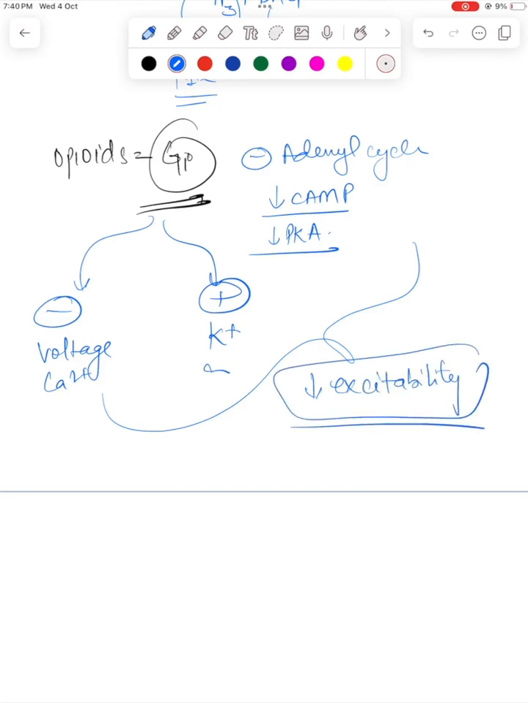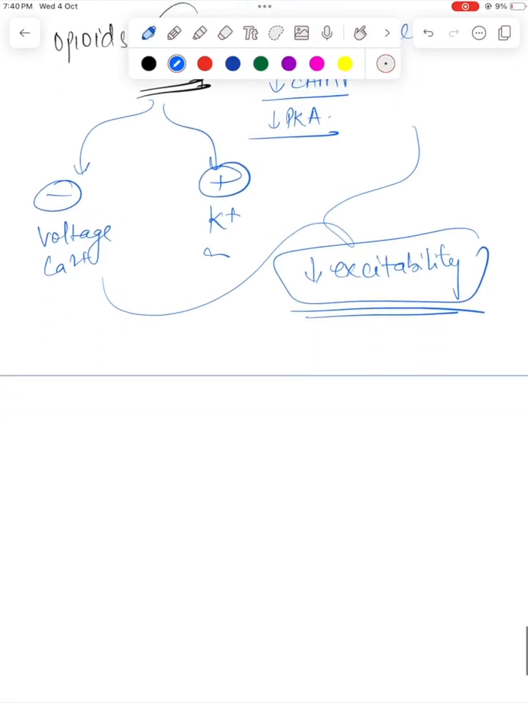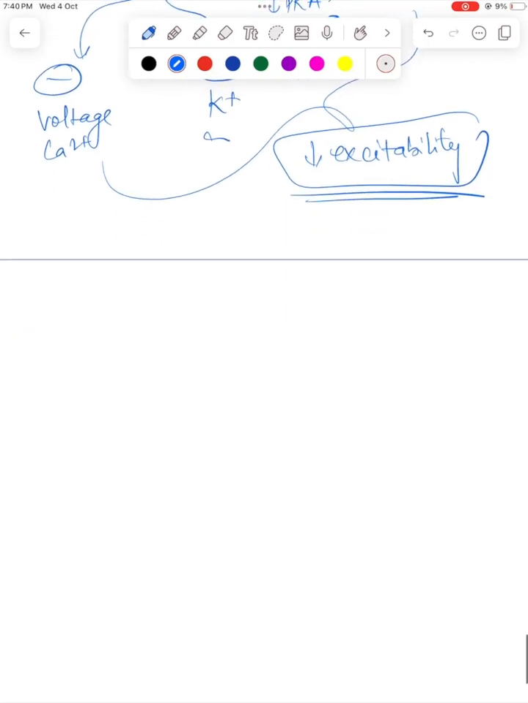So you can very well imagine, if the neurons of the pain pathway have decreased excitability, will they be able to transmit painful stimuli? No. So the transmission of painful stimuli up the pain pathway is dampened, and that is the basic mechanism of action of opioid analgesics. Right. In addition to decreasing cyclic AMP concentration and adenylyl cyclase activity, inhibiting voltage gated calcium channels, and stimulating inwardly rectifying potassium channels, they have certain other effects as well.